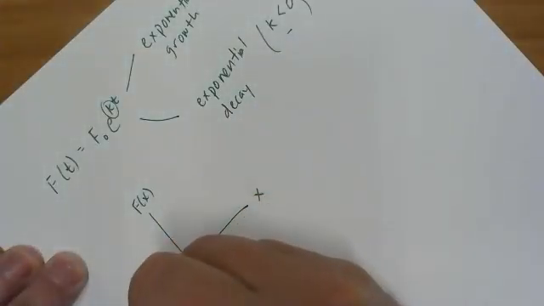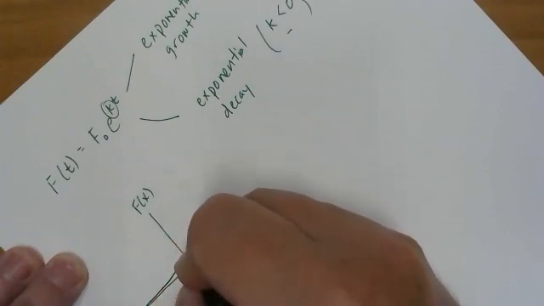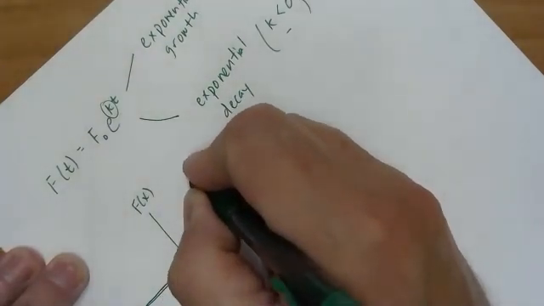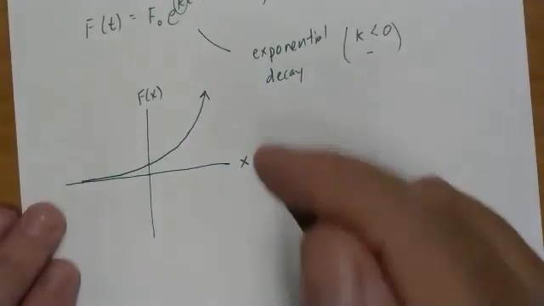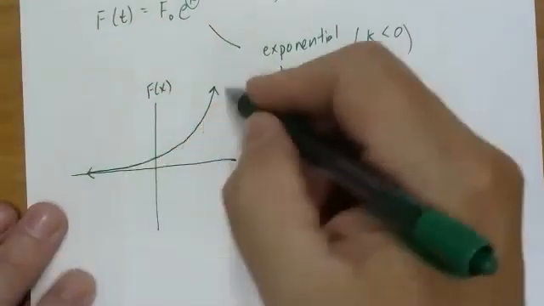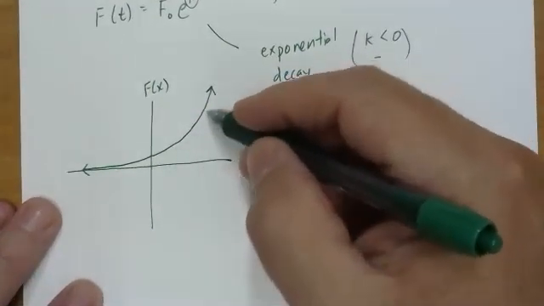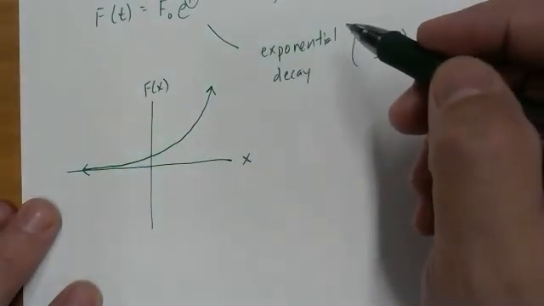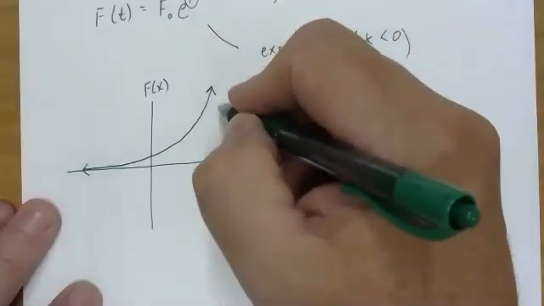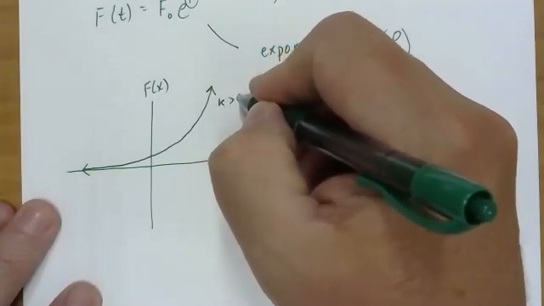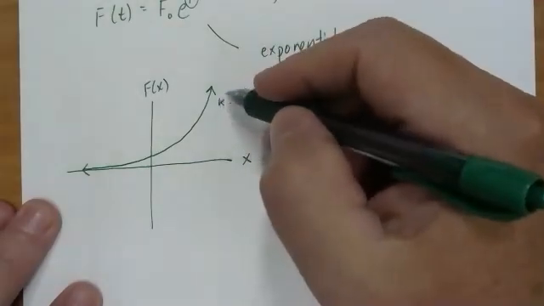When x is negative, it starts really small. Then it starts to grow. And then as that gets bigger, pretty soon, at some point, this thing starts to get large very quickly. And this is why we call this exponential growth. It can get big really quick. So this is when K is greater than 0, positive K, exponential growth.